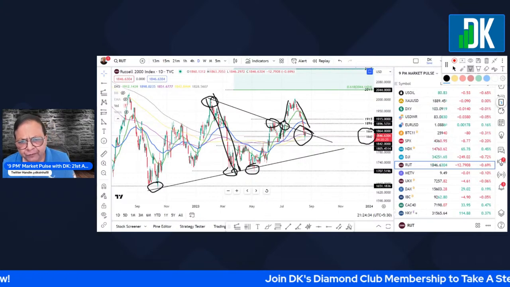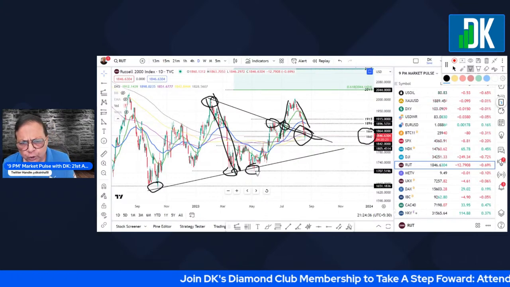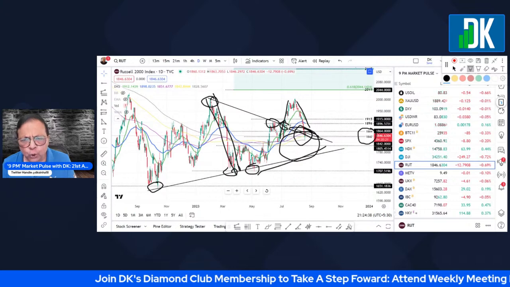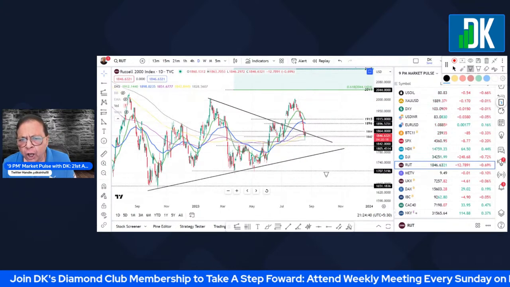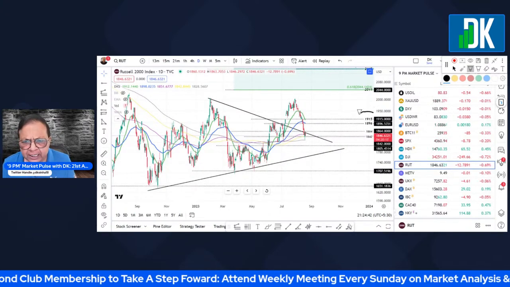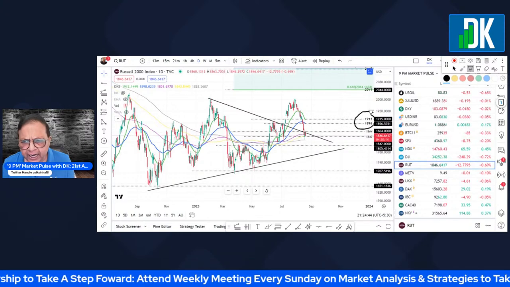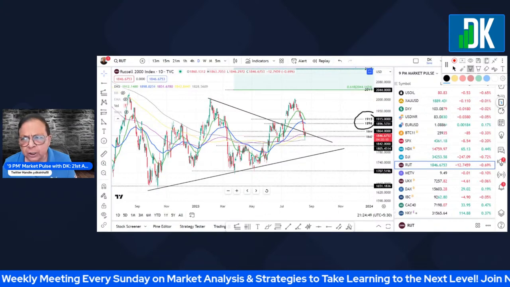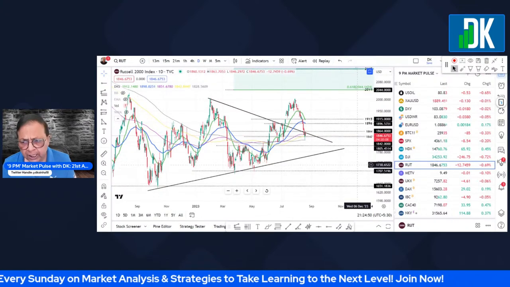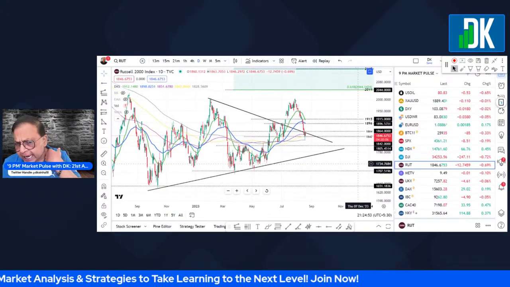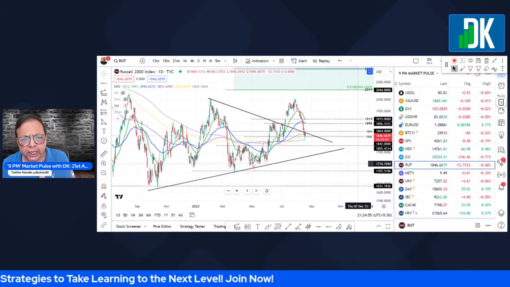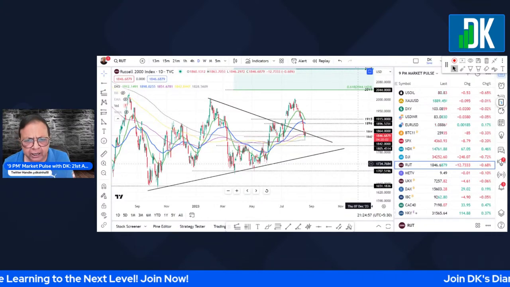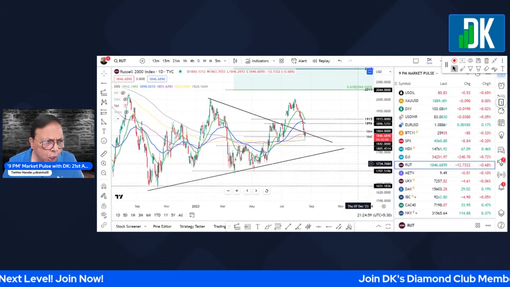1864. In fact, the entire zone between these two trend lines is a demand area. On an upside move, there will be resistance in a zone of 1896 to 1950. But overall trend in Russell 2000 is also bullish. Currently, it is trading on a lower side. But if you see the market structure, short-term trend, intermediate trend, long-term trend, all are bullish.